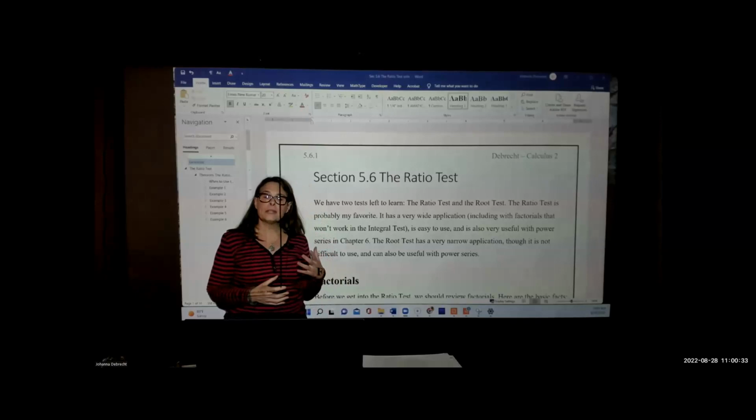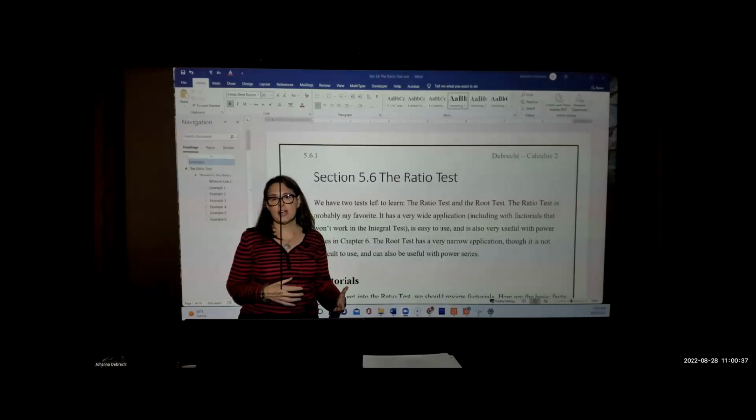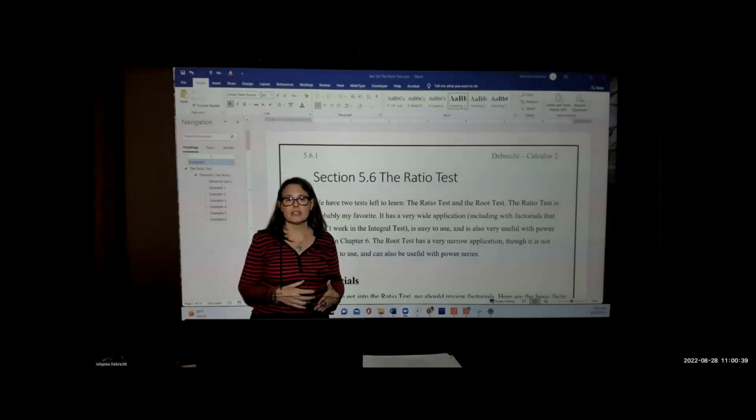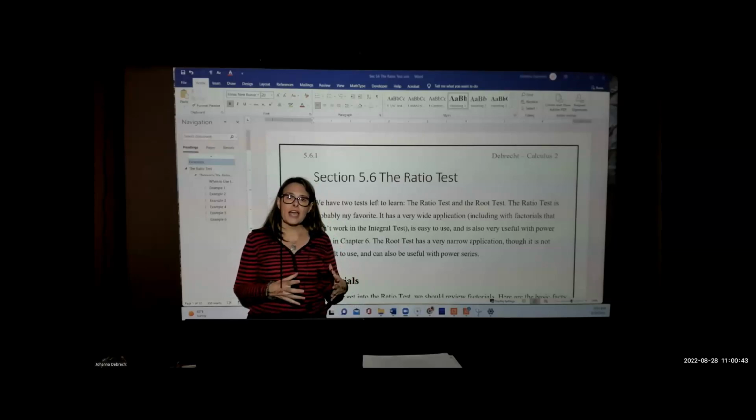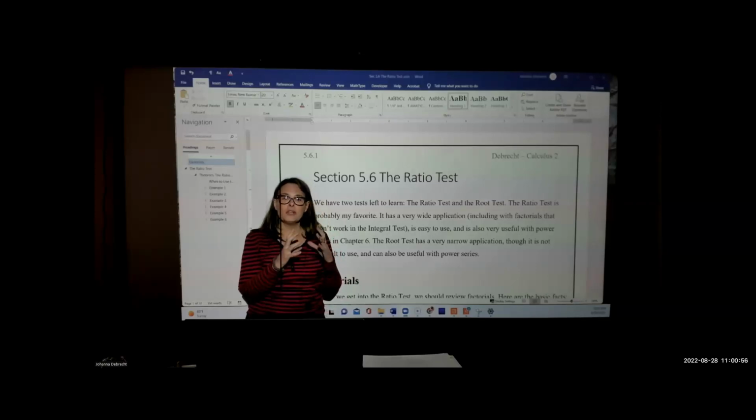We're going to now be looking at the last two tests for the convergence or divergence of an infinite series, the ratio test and the root test. Now, the root test only applies in a very narrow set of infinite series, but when it is needed, probably no other test will do. So when you need the root test, you need the root test.